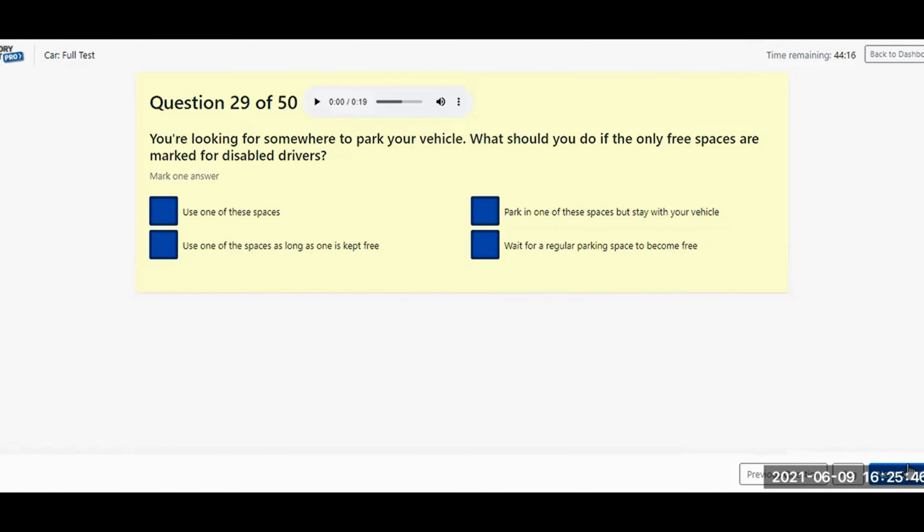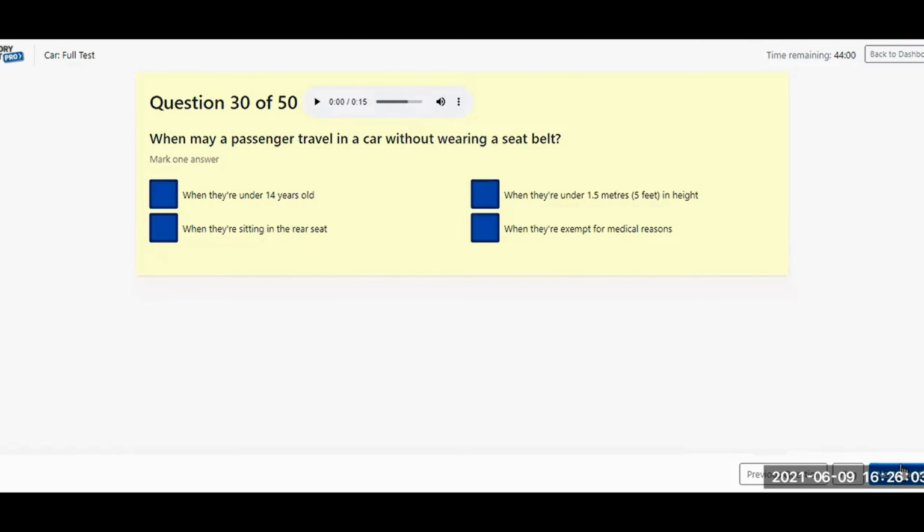You are looking for somewhere to park your vehicle. What should you do if you only see the spaces marked for disabled drivers? Again, disabled parking is only for the badge permit holders, not for you. So again, wait for a regular parking space to become available for you. Otherwise, just don't park.